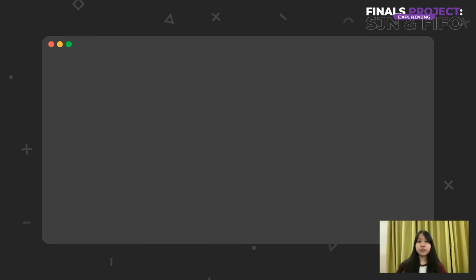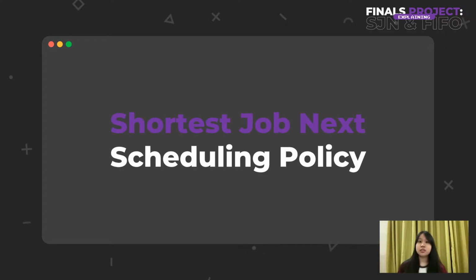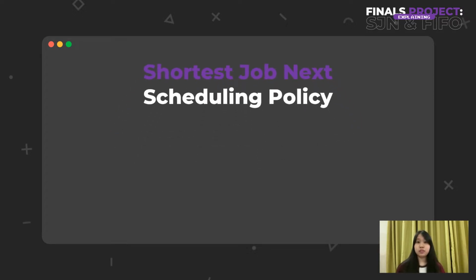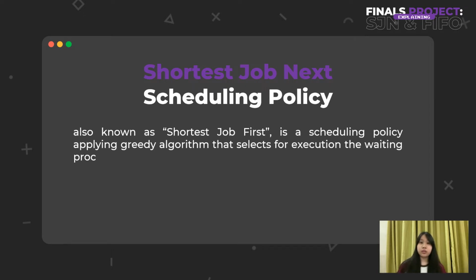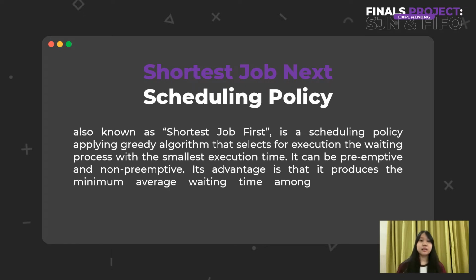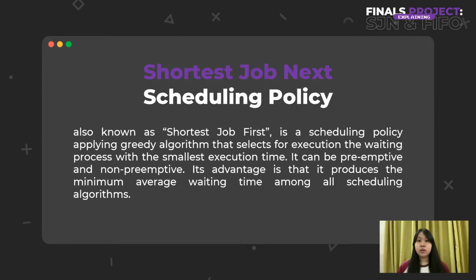So without further ado, our first CPU scheduling policy is the shortest job next, or the SJN scheduling policy. This algorithm is a greedy algorithm, meaning that it selects the best possible option available at the current moment. Basically, the algorithm works by selecting a process in the waiting queue with the smallest execution time to be executed next. With this, SJN has the advantage of having a minimum average waiting time among all scheduling algorithms, as it prioritizes processes that can be completed with the minimum amount of time.